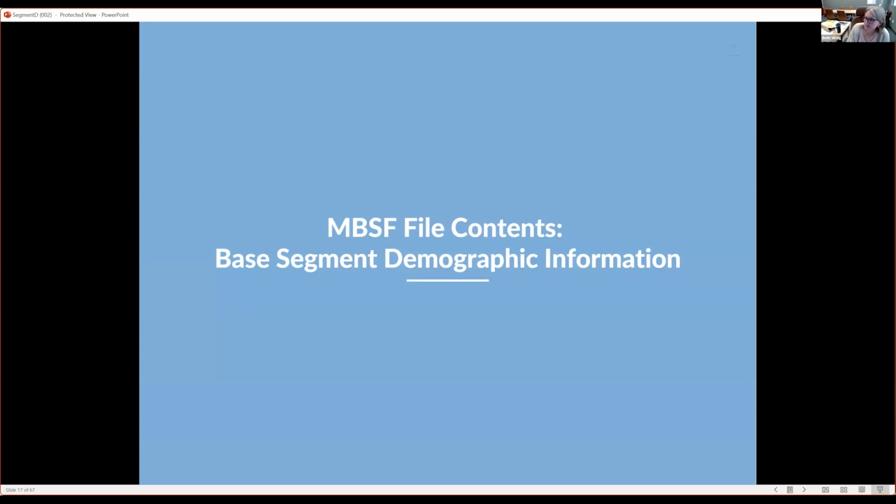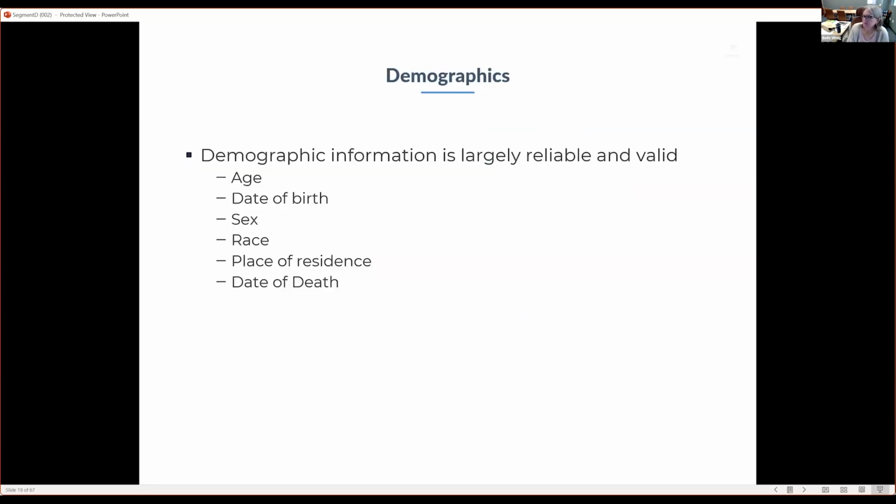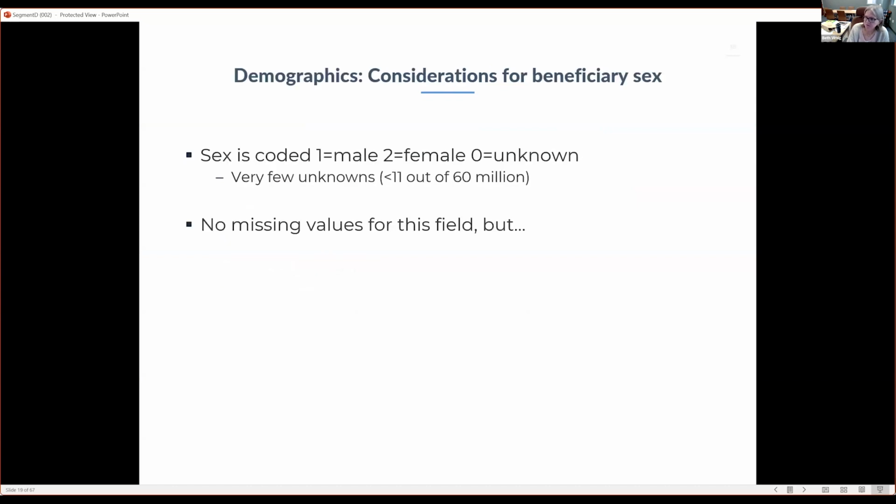When we look at the MBSF, the base segment has demographic information: age, date of birth, sex, race, place of residence, and date of death. Sex is coded as 1 male, 2 female, 0 unknown. There are very few unknowns. Every time I read that, it always gets me a little nervous. But in fact, out of 60 million beneficiaries, there are fewer than 11 who have their sex coded as 0.